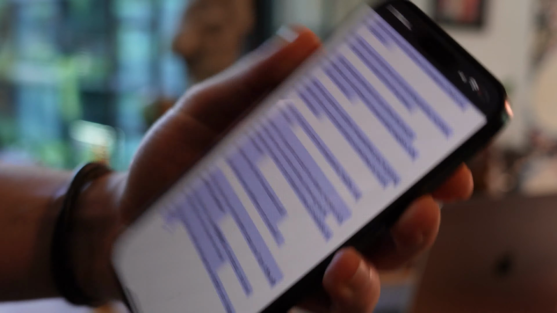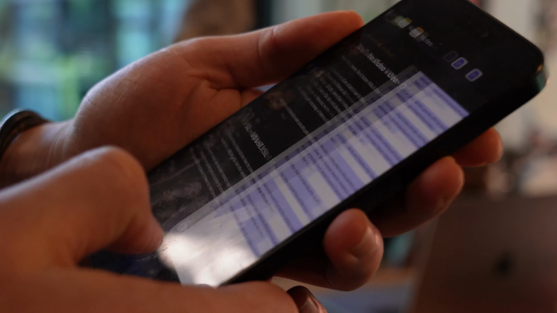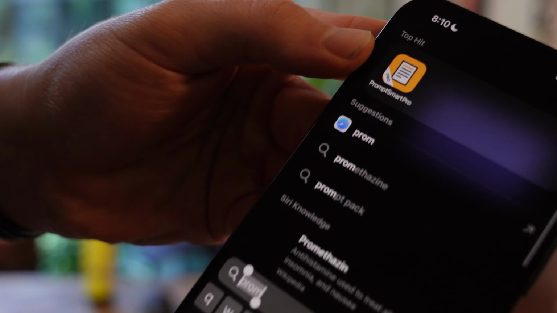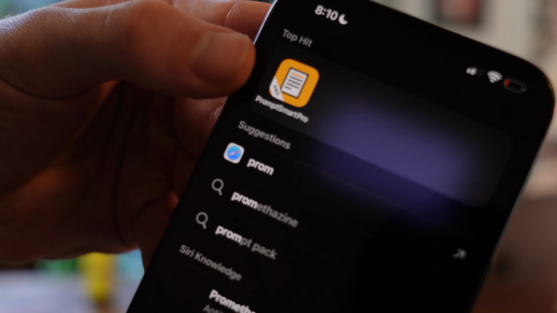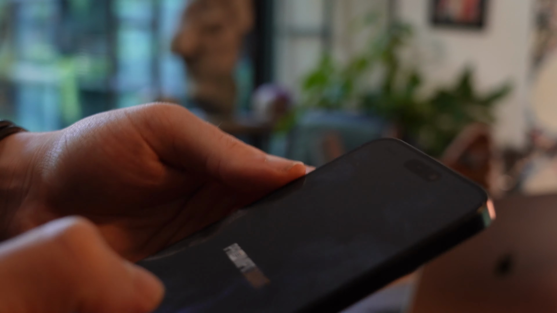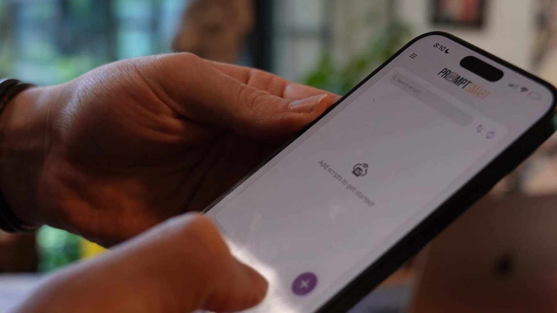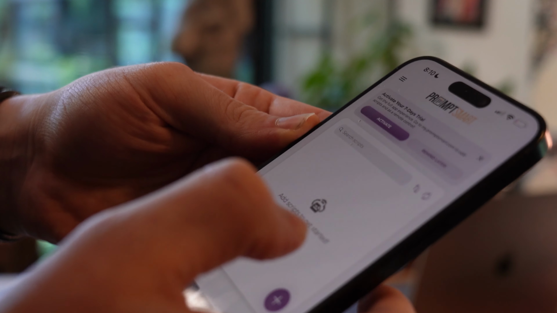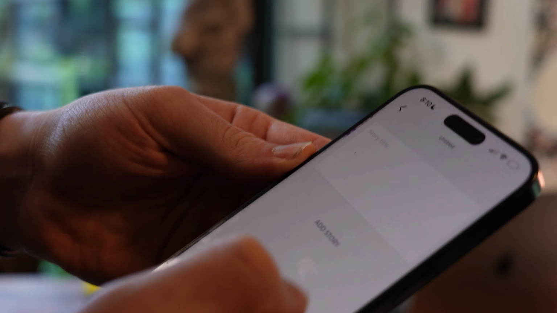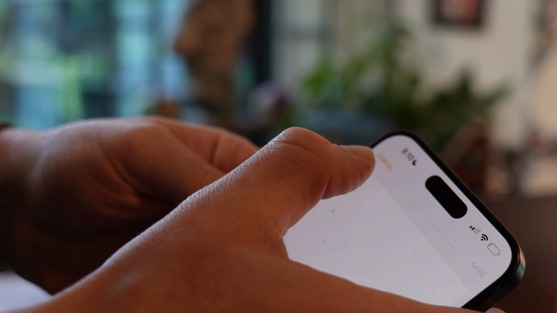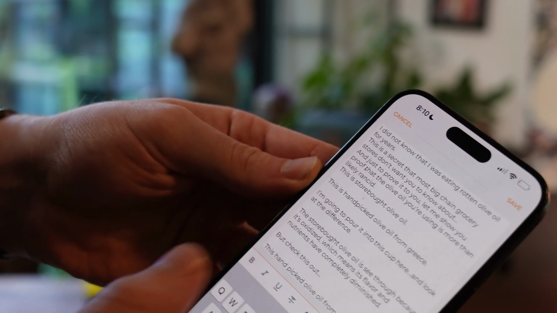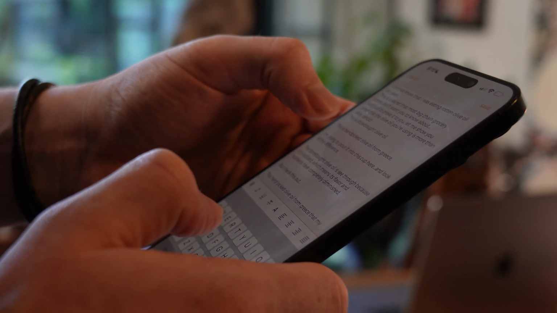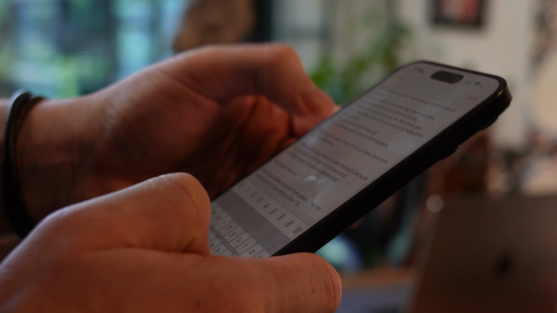I have the script on Google Docs, and then I'm going to head over to an app called Prompt Smart Pro. You can see there at the top, that yellow logo is Prompt Smart. I go over to Prompt Smart and it opens up. I click this little plus on the right side, then it gives me another plus, and I paste in my script. Now I have my script in there, and I want to remove all these spacings.